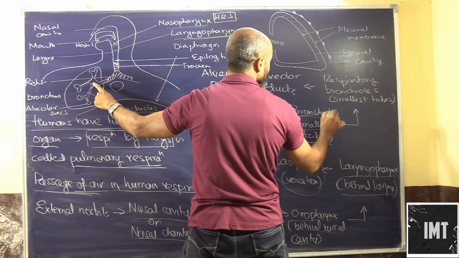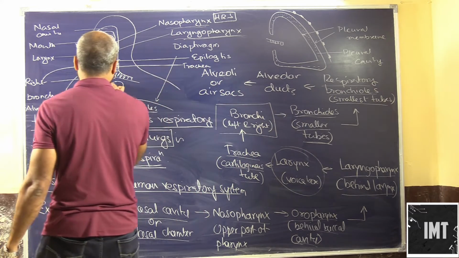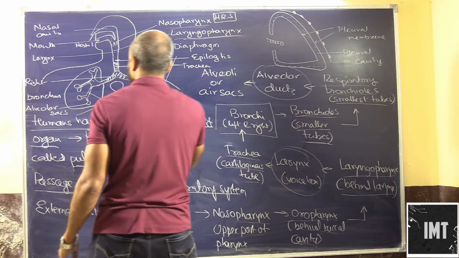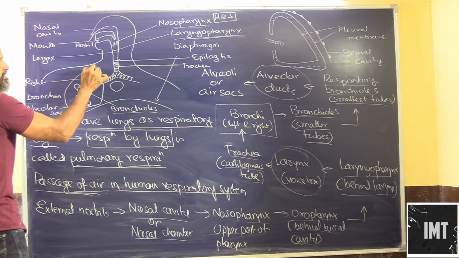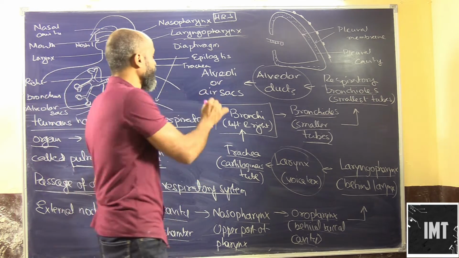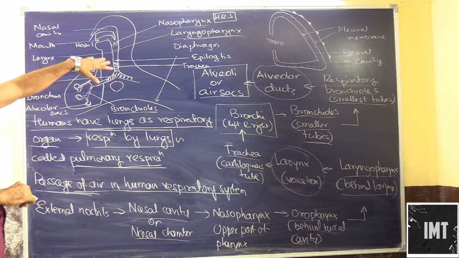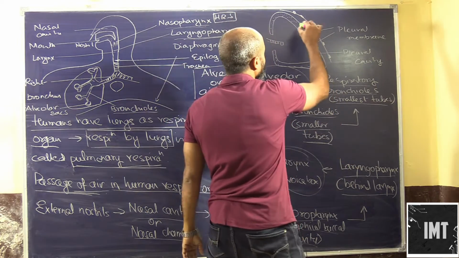These are smaller tubes. Then come the respiratory bronchioles, which are the smallest of all tubes. Finally, they enter the alveolar ducts and the alveolar sacs, the alveoli or air sacs. That's the final journey. This is how the air moves into the left and right lungs.